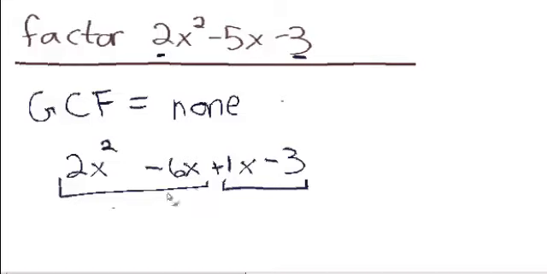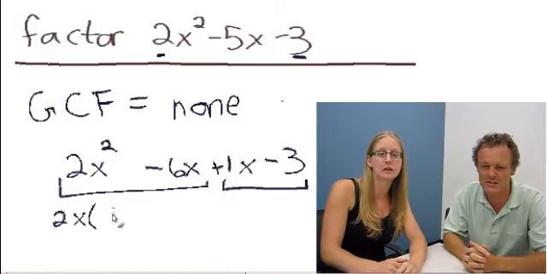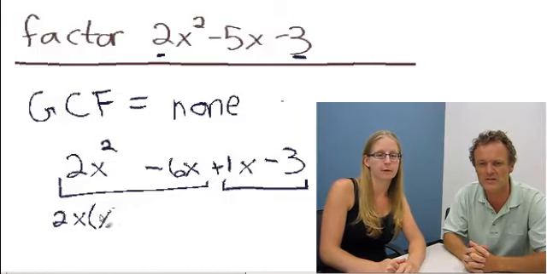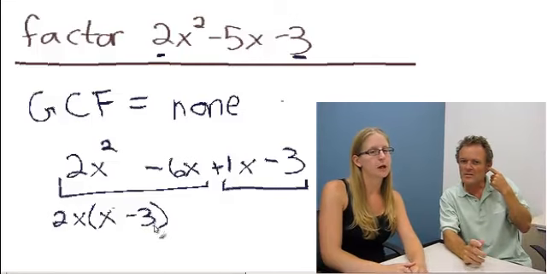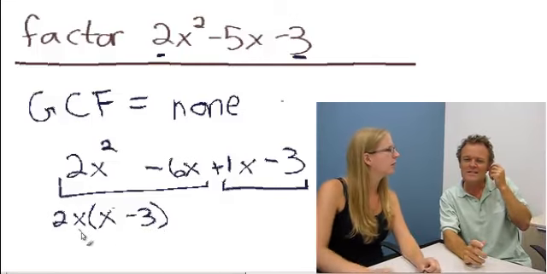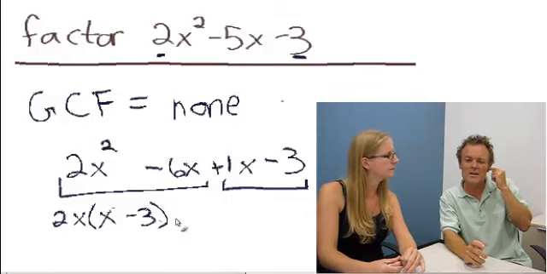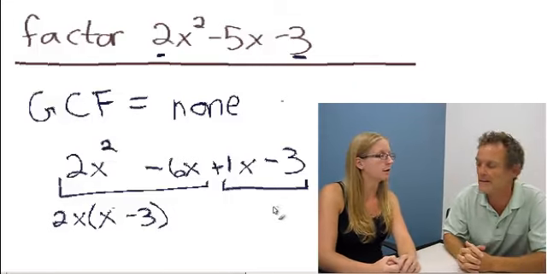Factor by grouping is what's next. We break it up into two groups. The first two terms, 2x squared minus 6x: we can take a 2x out, which leaves x minus 3. The parentheses hold what's left over. How do you check that? With the distributive law. If I distribute the 2x, I get 2x squared minus 6x, so that works. It's always worthwhile to check.